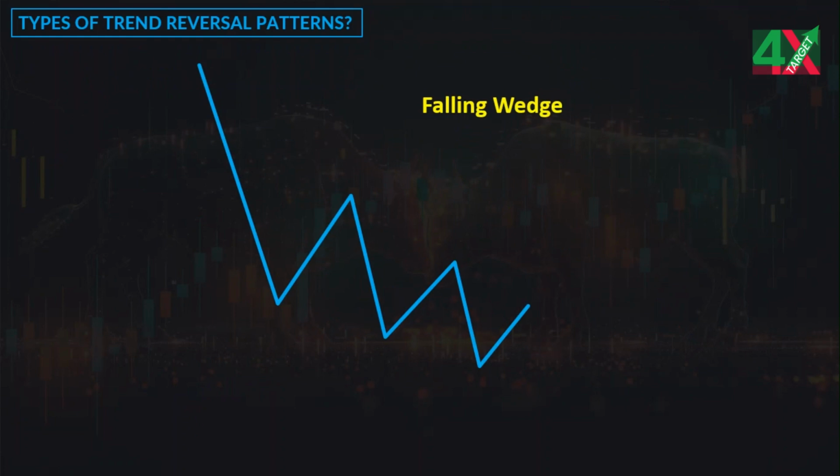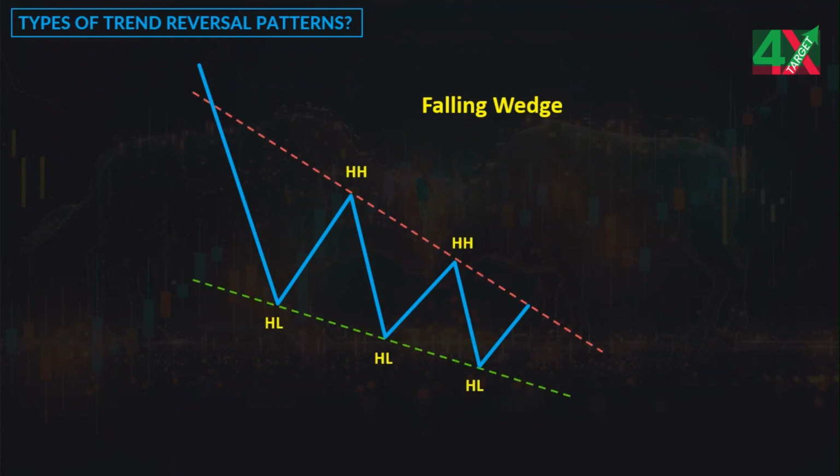Conversely, the falling wedge is a bullish reversal pattern, where the price forms lower highs and lower lows within a narrowing downward range. This tightening movement suggests that bearish momentum is weakening. The pattern confirms once the price breaks above the upper trend line. When a falling wedge appears at the end of a downtrend, it signals a potential reversal to the upside and often presents a strong buying opportunity.